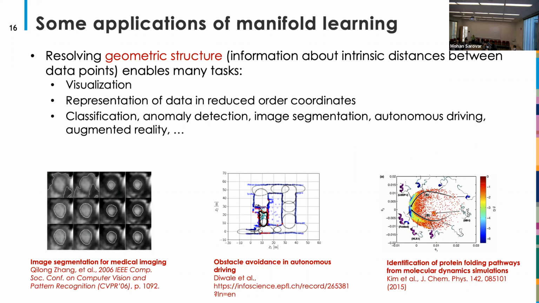So these are just some examples I pulled from literature where they use manifold learning to do, for example, image segmentation in medical images. I think these are like tumors that they're trying to identify. You can do obstacle avoidance for self-driving cars using this manifold learning technique, and identify protein folding pathways from MD simulations. These are several applications of trying to understand the geometry of the data.